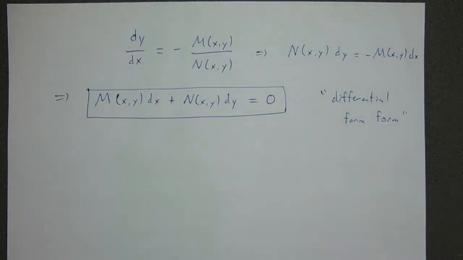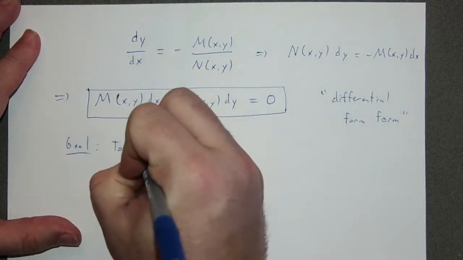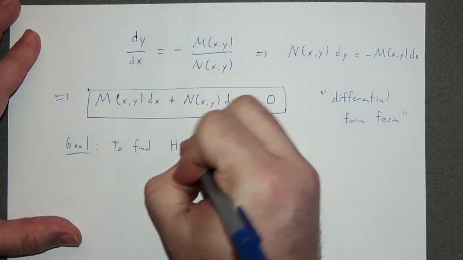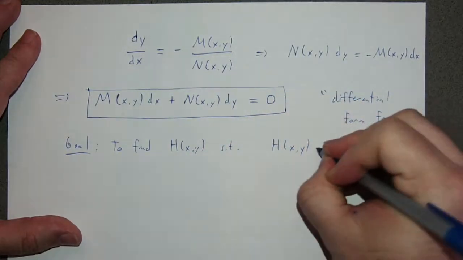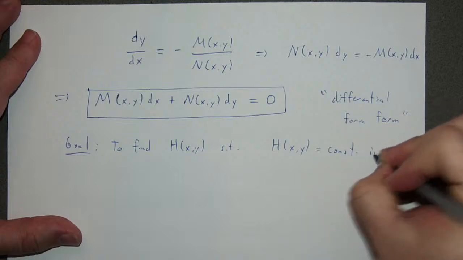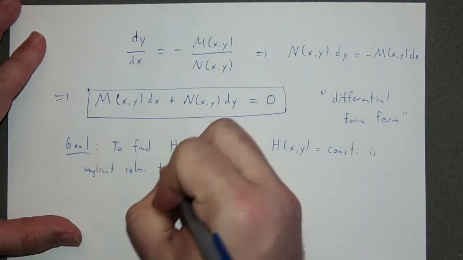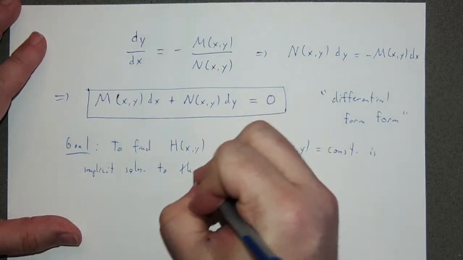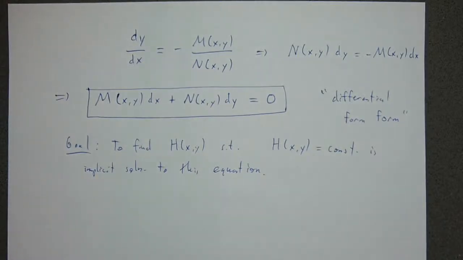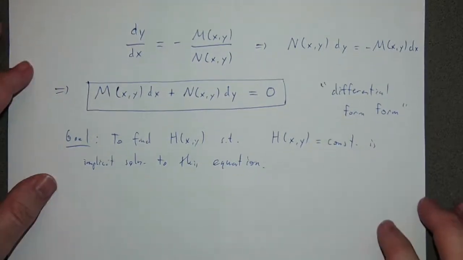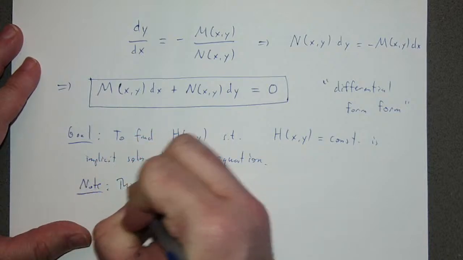Okay, so the goal is to find h of x,y such that h of x,y equals constant is an implicit solution to this equation. I'm going to go ahead and spoil the fun and say that this can't always be done. Note, this cannot always be done.